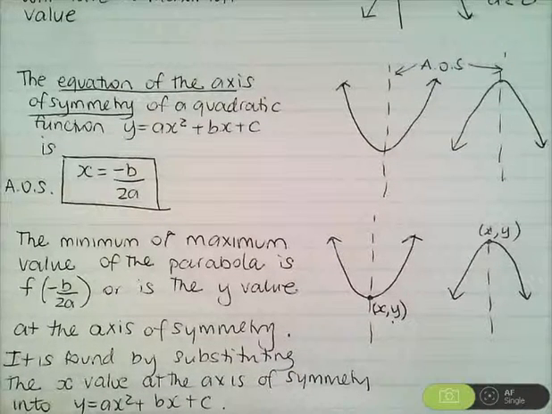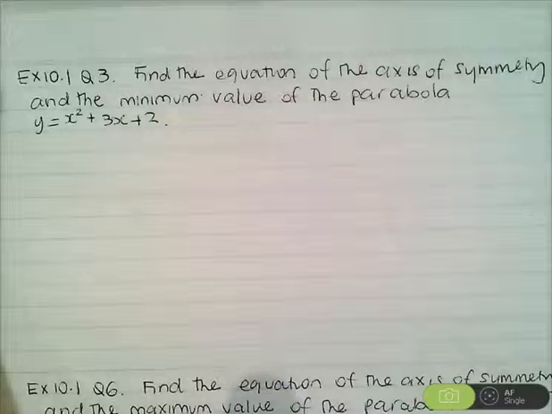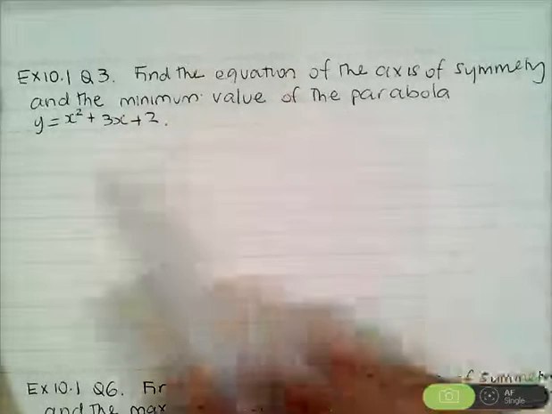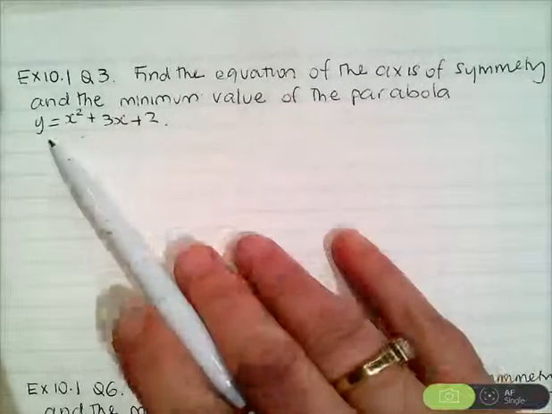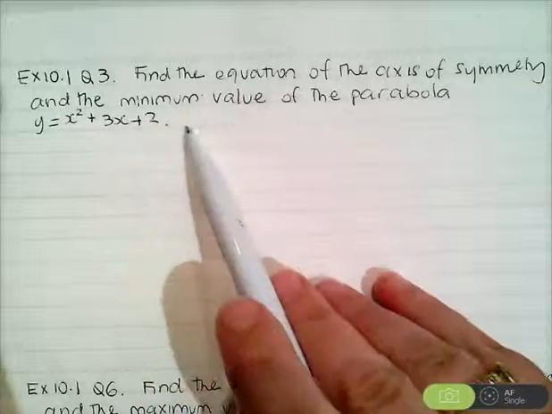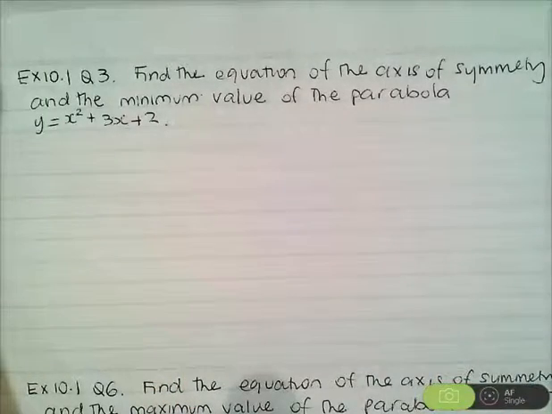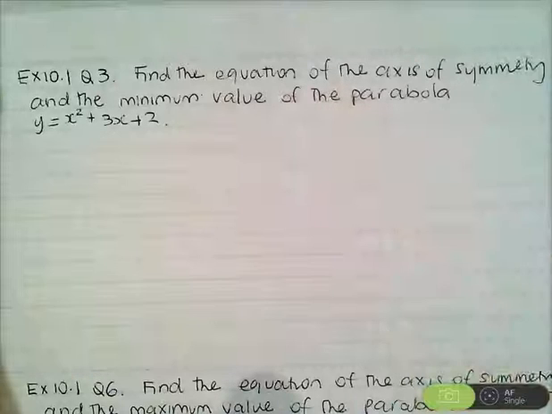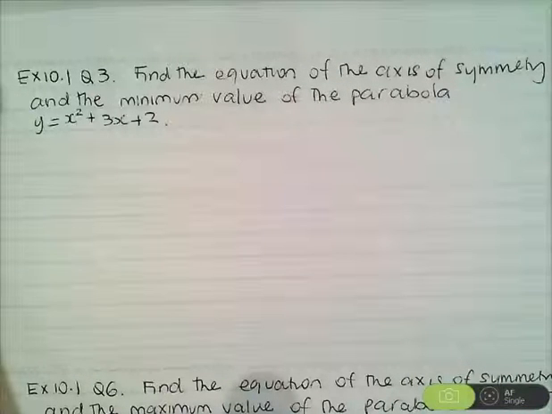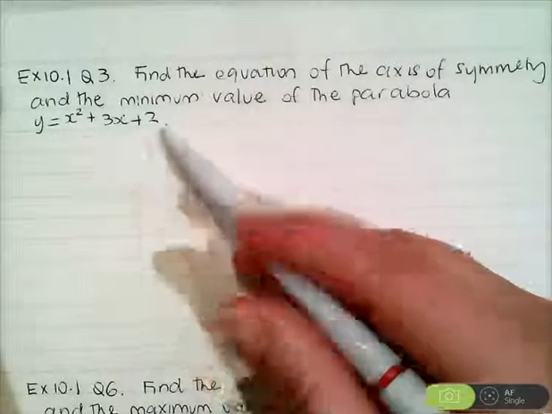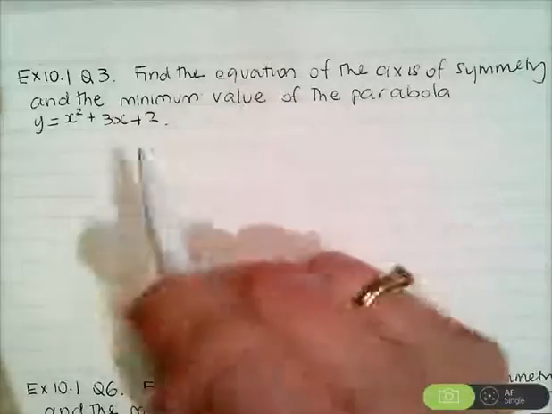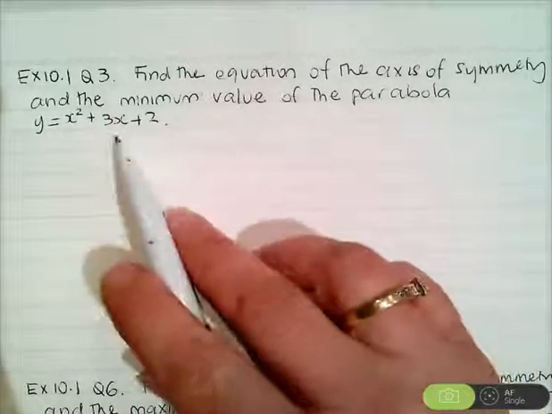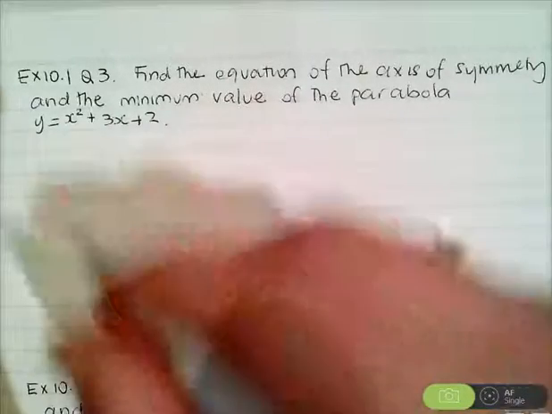Okay, now we're going to look at some examples. Here is our first question: find the equation of the axis of symmetry and the minimum value of the parabola y equals x squared plus 3x plus 2. This is actually exercise 10.1 question 3. You can actually factorize this one if you want, but I will do that later. We're just going to use the axis of symmetry formula, okay?